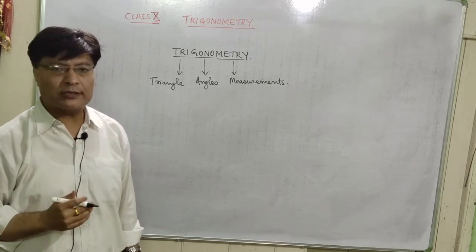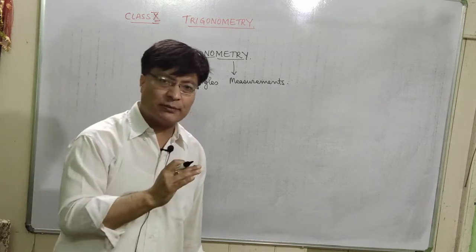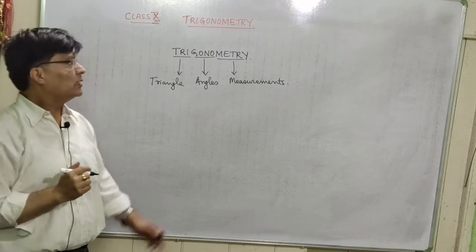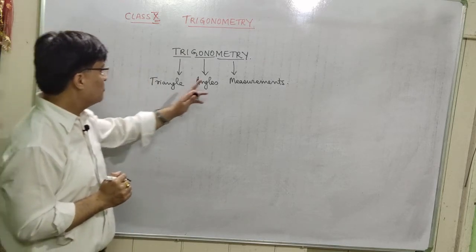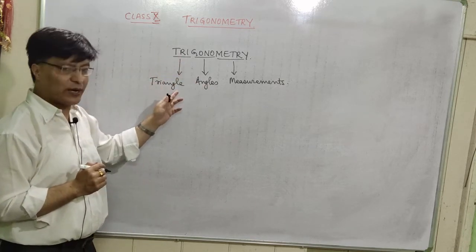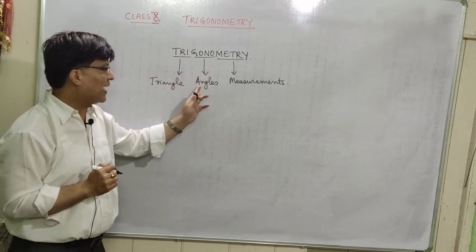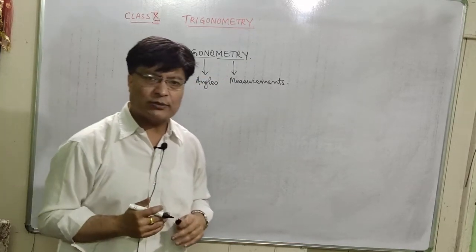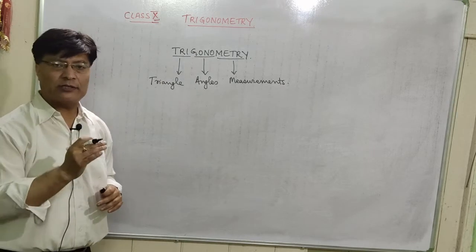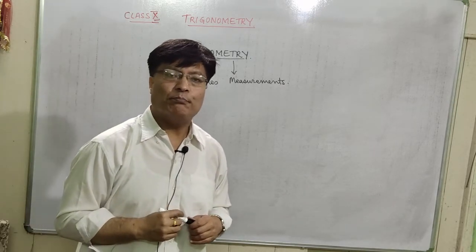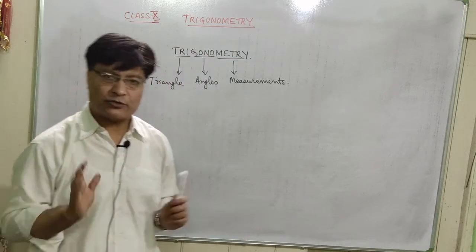So today we'll discuss the measurement of angles of a triangle. Trigonometry means measurement of angles of a triangle. Tri means triangle, gono means angles, and metry means measurements.